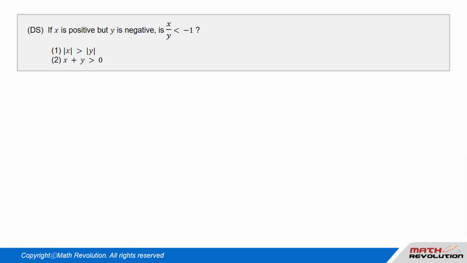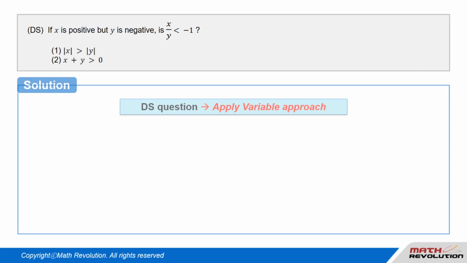Question: DS. If x is positive but y is negative, is x over y less than negative 1? Condition 1: the absolute value of x is greater than the absolute value of y. Condition 2: x plus y is greater than 0.